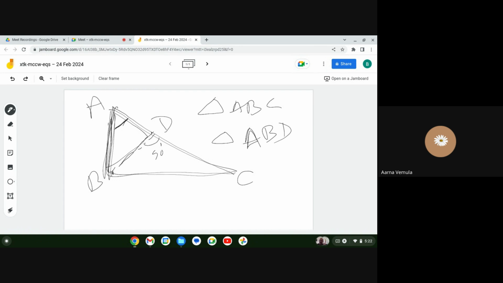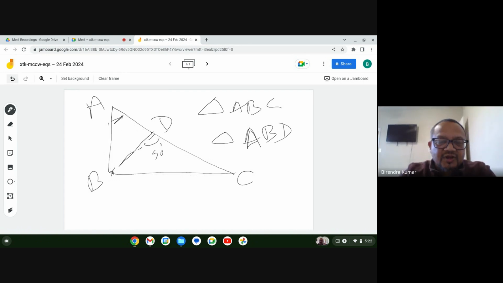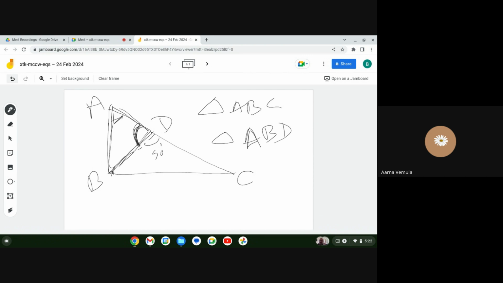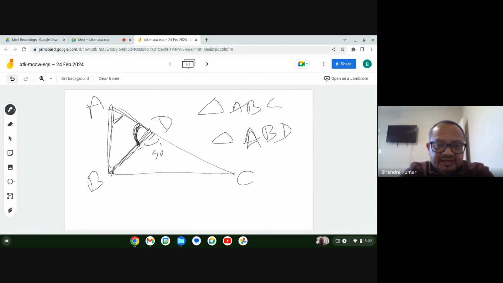See here. This angle we found is common in both the triangles, the smaller triangle ABD and the bigger triangle ABC. Now, in the smaller triangle, there is one angle. This angle is 90 degree. Do you agree? Because we have drawn a perpendicular line. So this is 90, this is also 90.